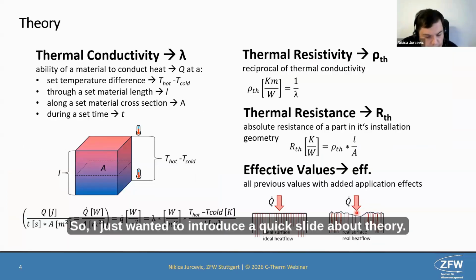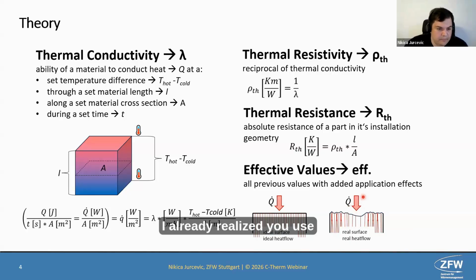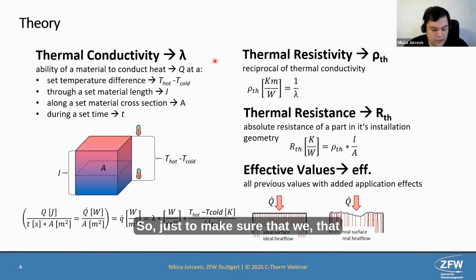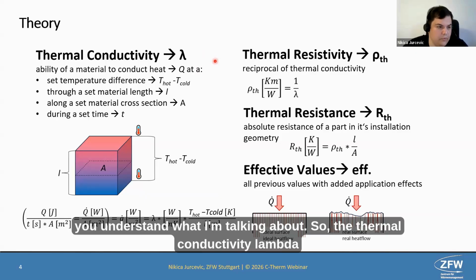So I just wanted to introduce a quick slide about theory. I already realized you use K for thermal conductivity. Here in Germany, it's usually K, or more often it's the lambda value. So just to make sure that you understand what I'm talking about.